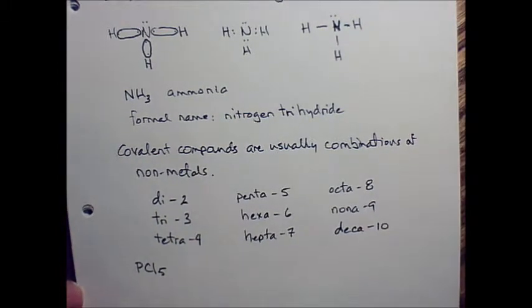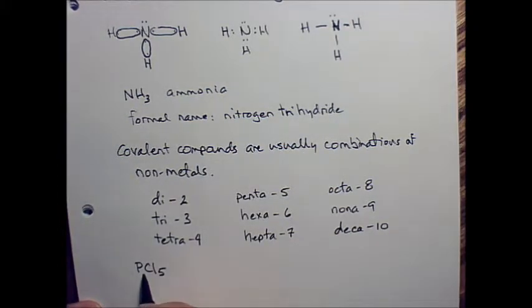So let's say we have a compound like PCl5. Using this system now, I want you to name PCl5 on your paper. Capital P, capital C, little l, subscript 5. Remember, the subscripts down here in the lower right, we went through this yesterday, that section is reserved for the number of elements.